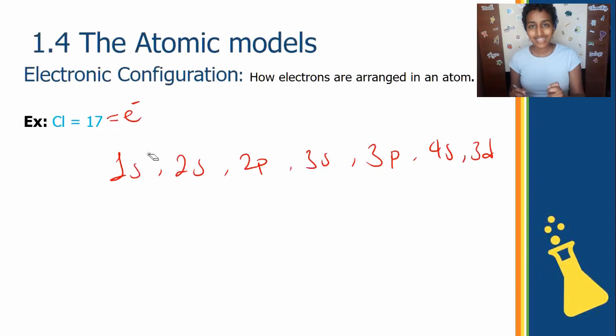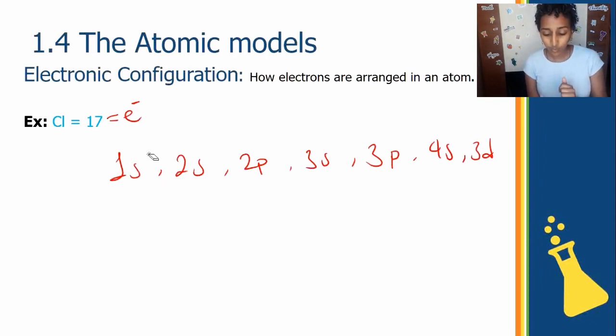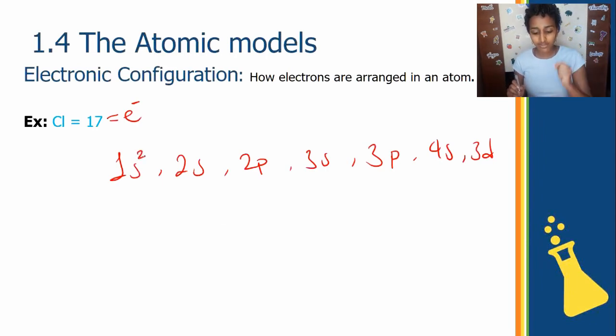So 1s2. We're trying to get up to 17, all right? So we have 2 now. 2s2. 2 plus 2 is 4. We're not at 17 yet. 2p6. 2 plus 2 plus 6 is 10. Not at 17 yet. 3s2. 2 plus 2 plus 6 plus 2 is 12. Still not at 17. 3p6, right? 6 is the maximum. But if we add 6 to this, we're going to be at 18. We only need to be at 17, so we just have to say 3p5. And the other orbitals are empty, so we can just get rid of that, okay?